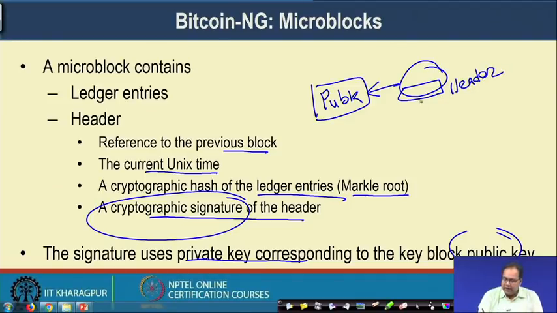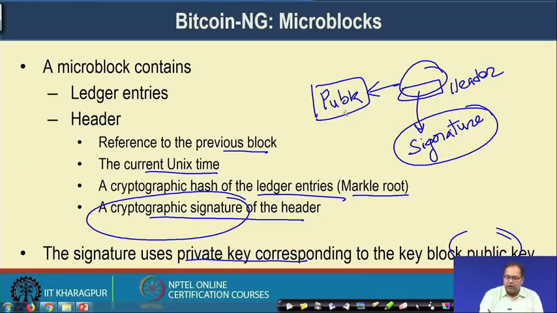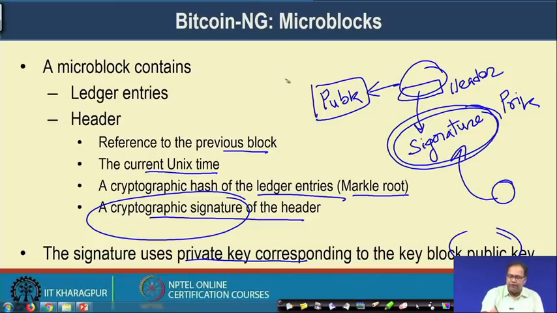This microblock header contains the signature, which corresponds to the public key that was there. This signature is generated based on the standard digital signature mechanism using the private key that corresponds to this public key. That means, as a verifier you will be able to verify that this signature is coming from the miner who has generated this particular key block. So, these microblocks have been generated by the miner corresponding to this public key, and this is a valid microblock.